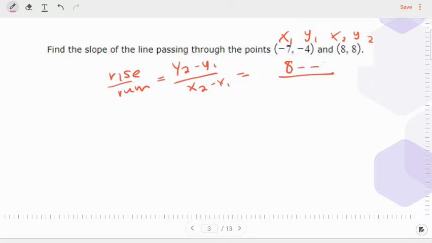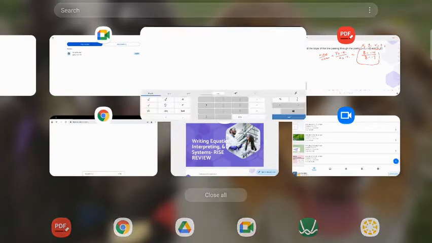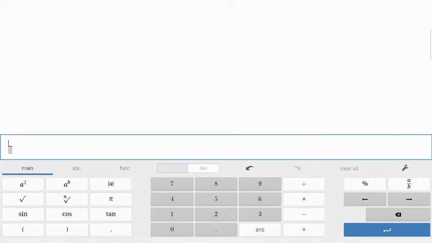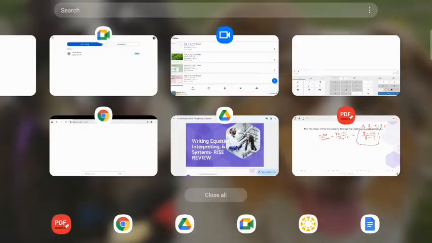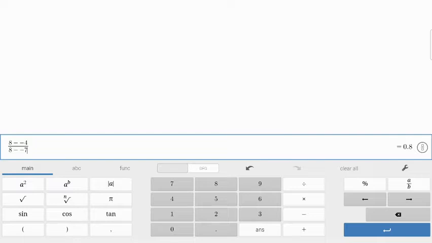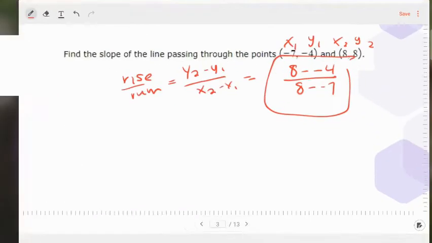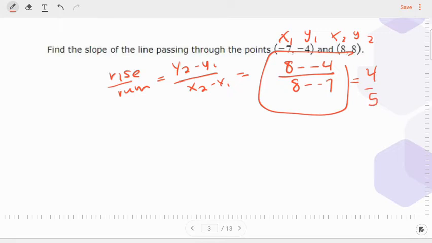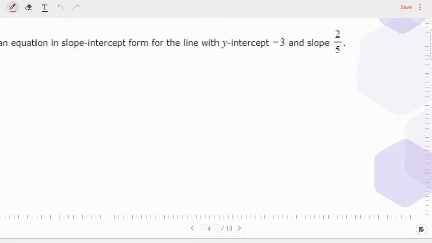8 minus negative 4 over 8 minus negative 7. And I can type that into my calculator. So here we go. I can even type it in all at once. So 8 minus negative 4 over 8 minus negative 7. And I'm just going to do a quick check to make sure I typed that in right. Yep. And you'll notice that I have 0.8. Now, we always like a rise and a run in case we have to graph. So I'm going to change it to a fraction by clicking this button over here. So 4 over 5 is what my answer reduces to. And that would be my answer.